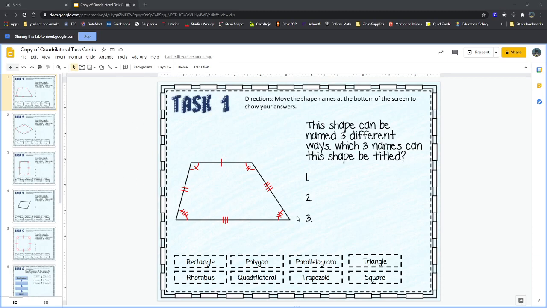We're going to go over these and see which names would actually match with these different kinds of shapes. Now remember we said that most of the other polygons are pretty simple.